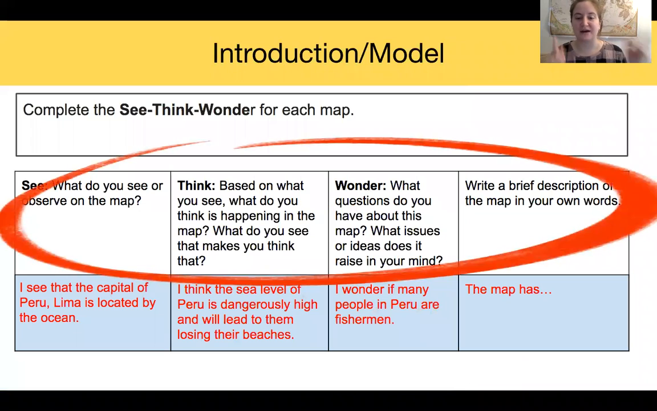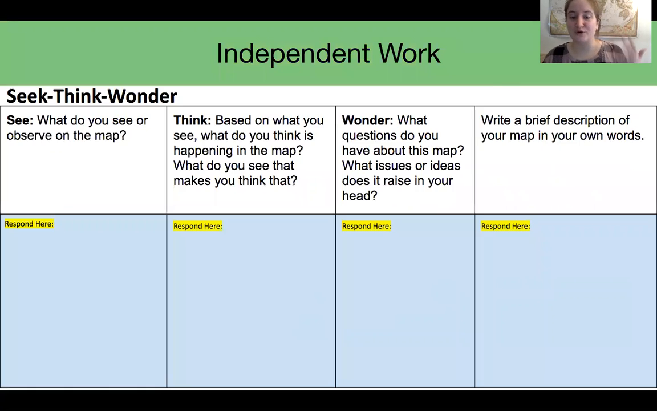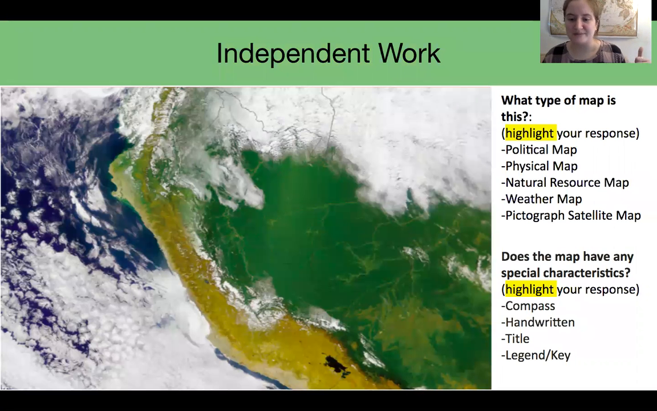And what I really like about this lesson is that it prompts students even further. It provides really specific questioning for each part of the SeeThinkWonder. So what do you observe on the map? What do you think is happening? What makes you think that? And then what issues or ideas does it raise? And the modeling for this is that you might notice there are certain high sea level areas that could affect the people of Peru. And students, again, will go through this process independently with 2 more maps.